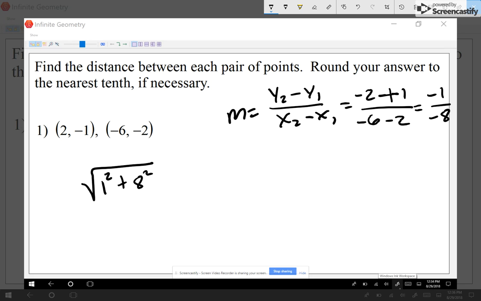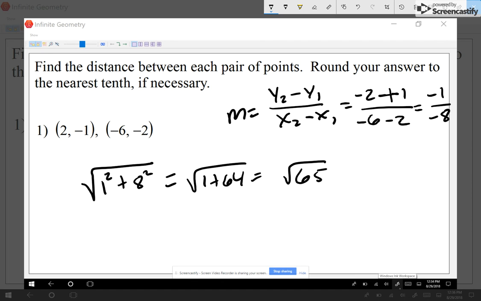I know 1 squared is 1, and 8 squared is 64. So I'm looking at the square root of 65, 1 plus 64. So once again, I started the same way I did slopes. That's how I got my 1 and my 8. Then I'm going to do the square root of 1 squared plus 8 squared, and then I'm going to have the square root of 65. Now for this one, the square root of 65 is not a perfect square, so in this case I'm going to use my calculator and figure out what the square root of 65 is.